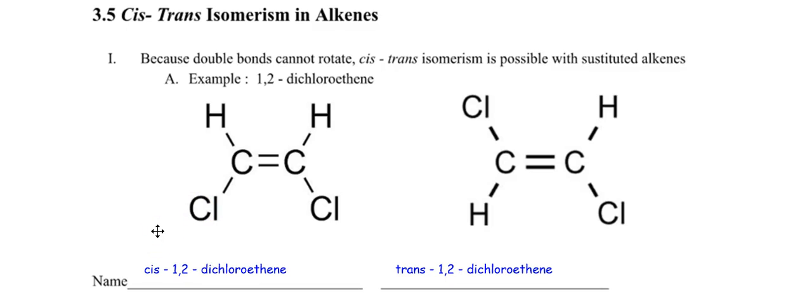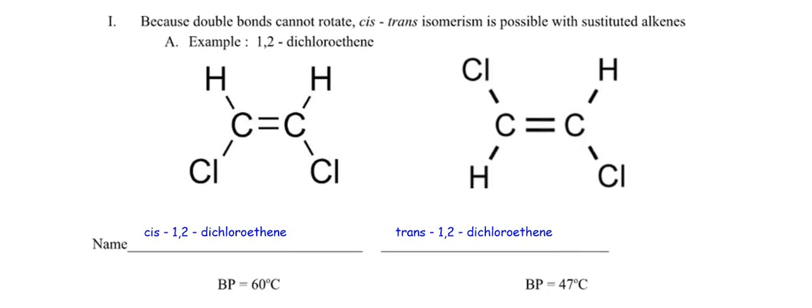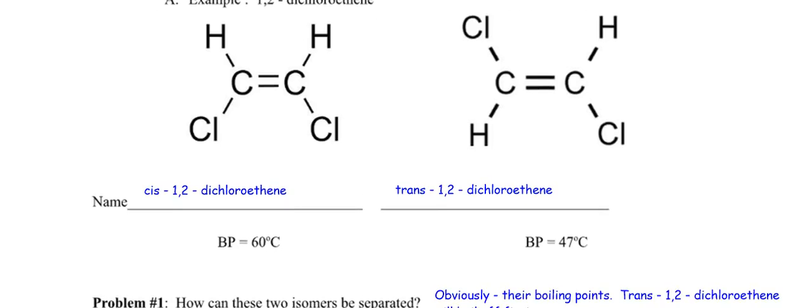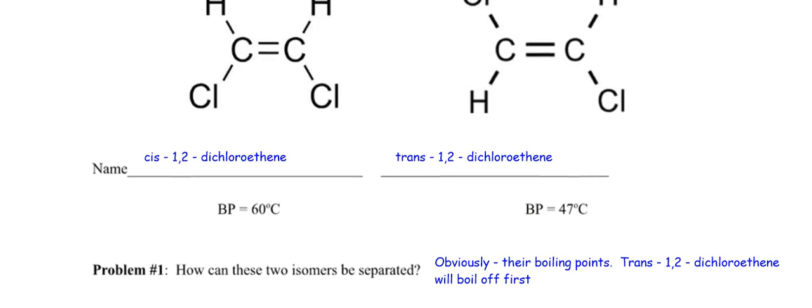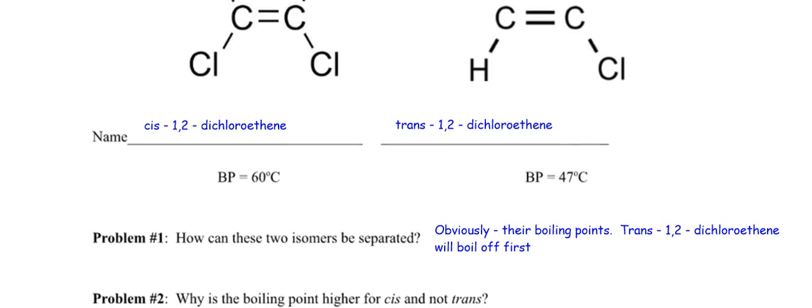So who cares, okay? Well, we do, obviously. What do we notice is different about the cis and the trans? Obviously, their boiling points are different. It asks, how can these two isomers be separated? Obviously, their boiling points. I gave it to you, right? It says that the trans will boil off first. So the question now is, why is the boiling point higher for cis and not trans?